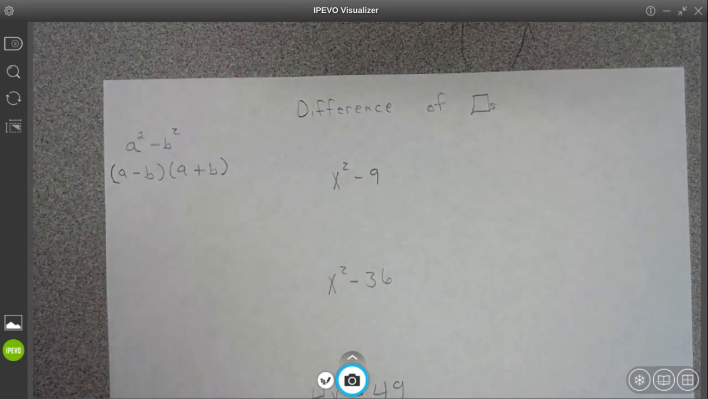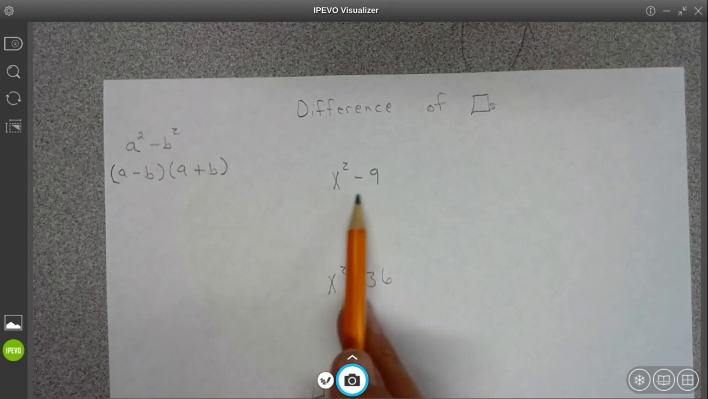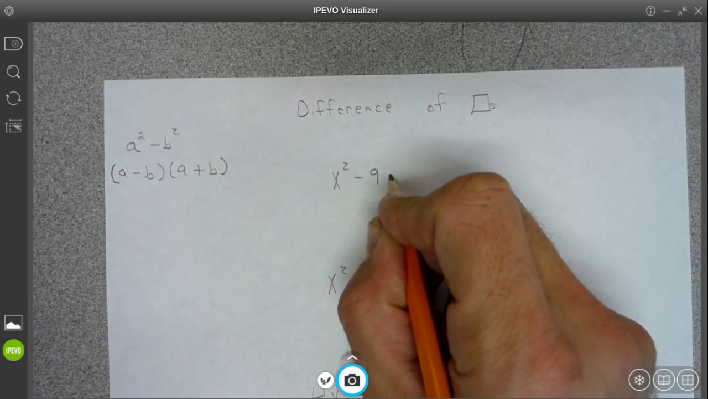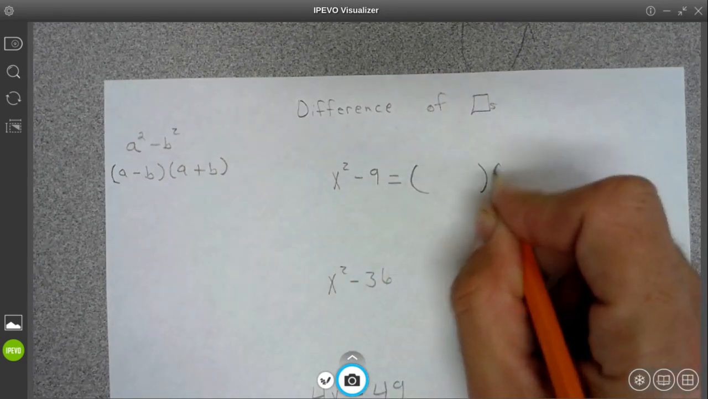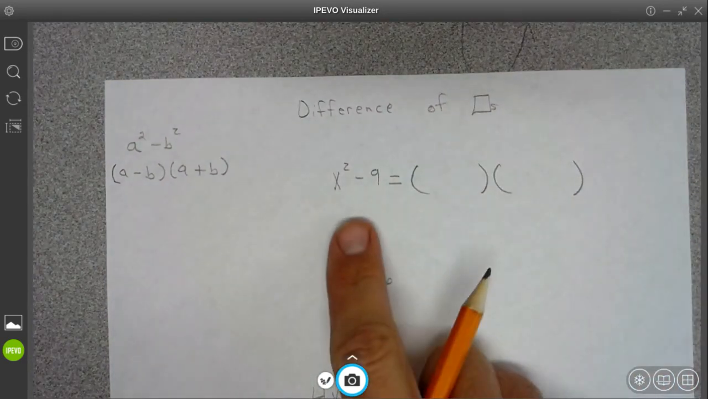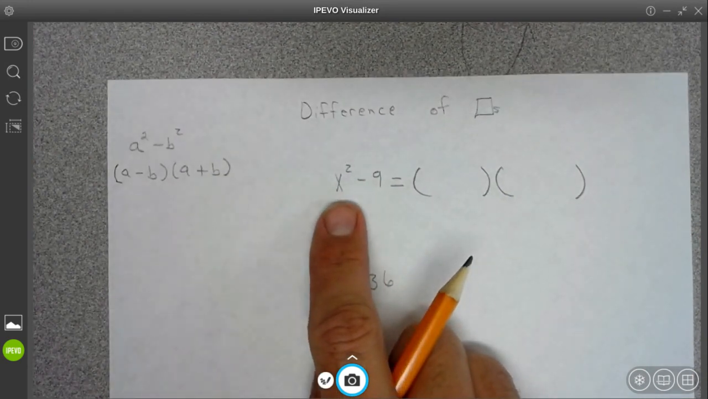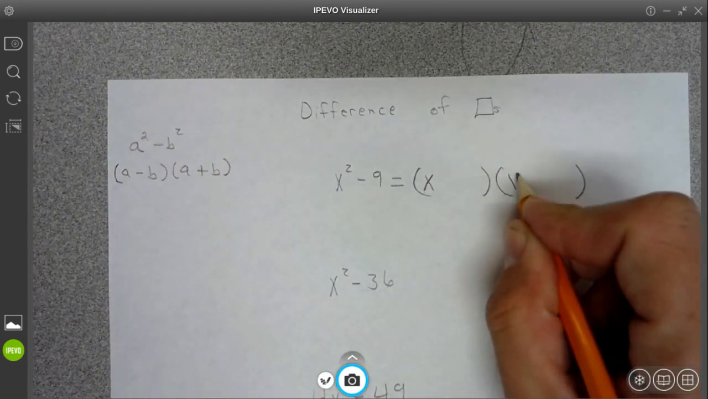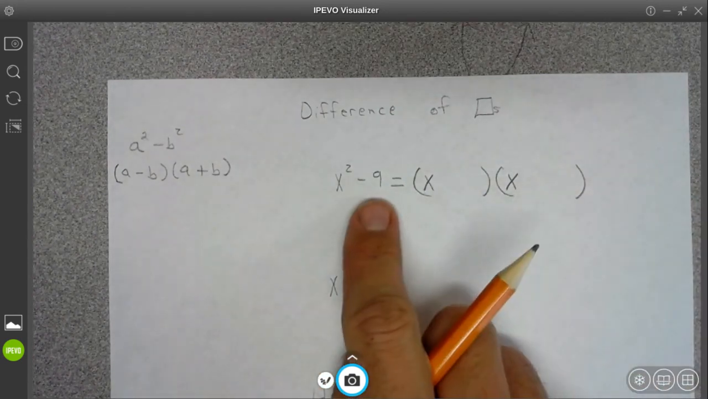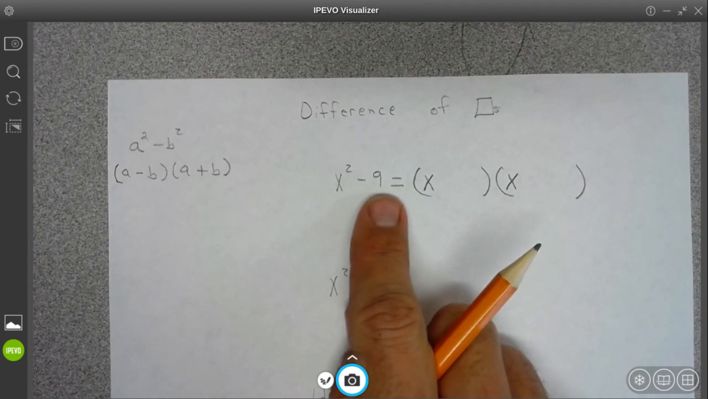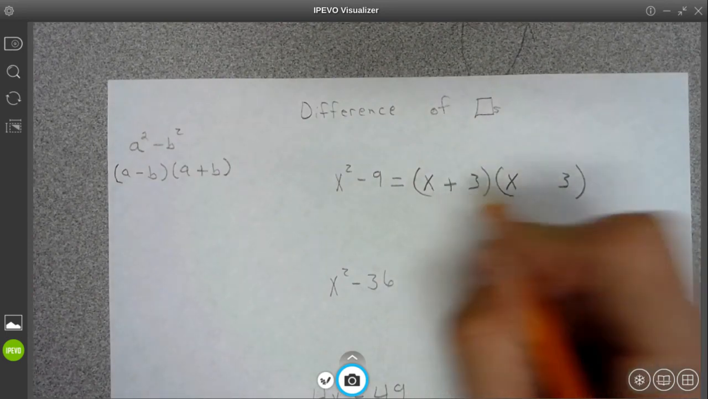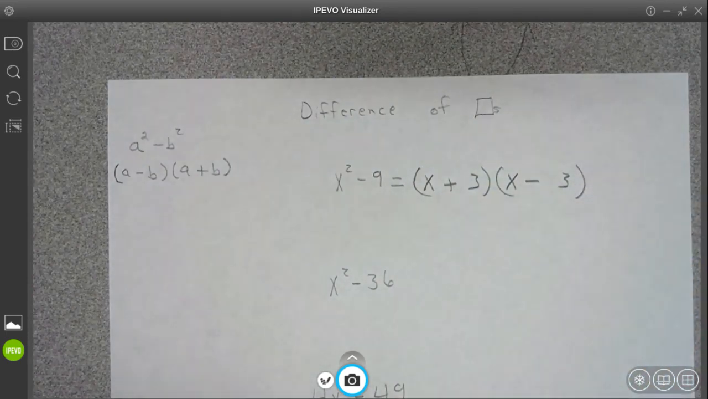So it's really easy to apply. I'm going to show you for this x squared minus 9. If we wanted to factor that, you have to think of what number times itself will give you x squared. Well, that's just going to be x and x. And then what times itself will give you 9? Well, that's going to be 3 and 3. And then one will be plus, one will be minus. It doesn't matter which one you put where.